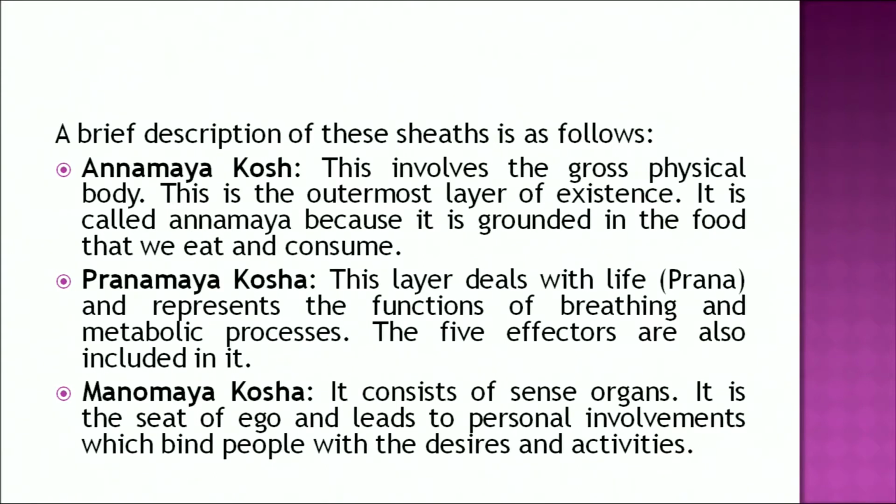Then comes the Pranamaya Kosha. This layer deals with life, that is the prana, and it represents the functions of breathing and metabolic processes. The 5 vectors are also included in this Pranamaya Kosha. Then comes the Manomaya Kosha. This Manomaya Kosha consists of sense organs. It is the seat of ego and it leads to personal involvements which bind people with their desires and activities.